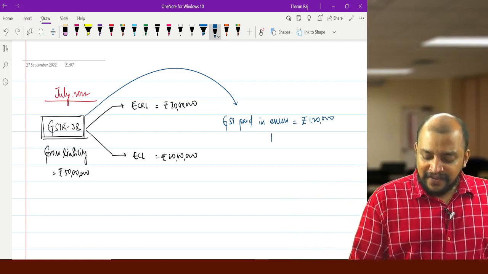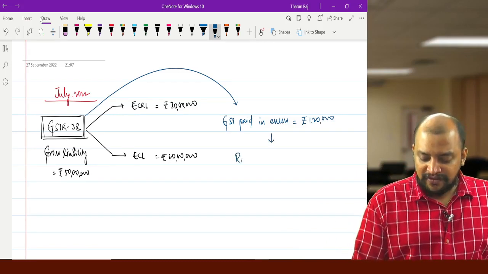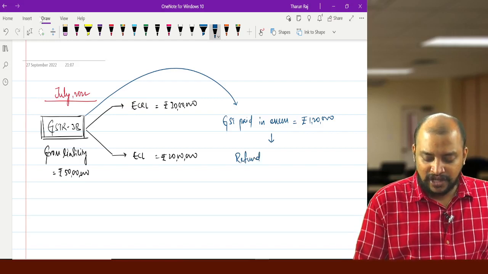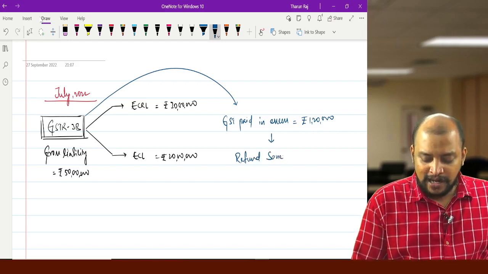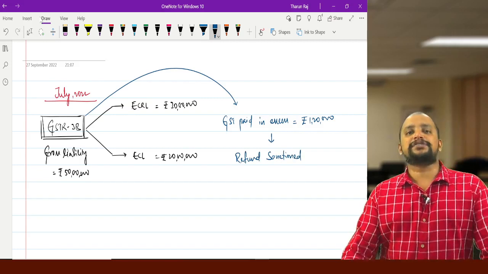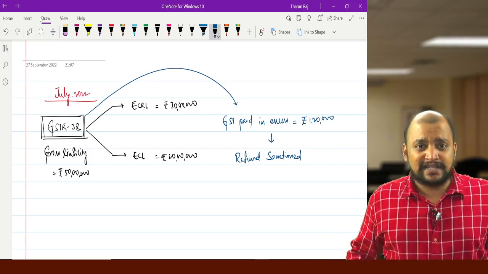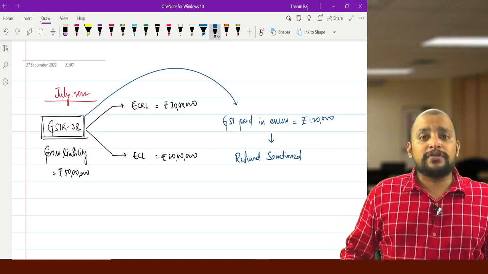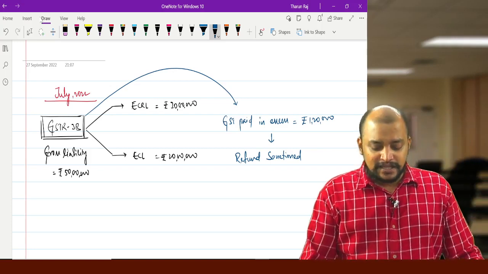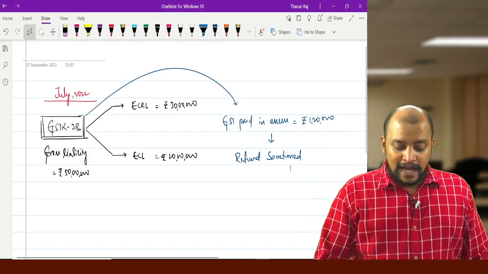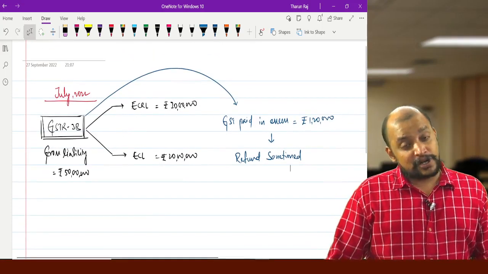Now we filed a refund claim. Refund granted, refund sanctioned. So we made a claim that there is excess payment of tax, and we filed various documents to prove it, and the refund is sanctioned. This refund amount will go to which place? This refund will go to the electronic credit ledger and the electronic cash ledger.